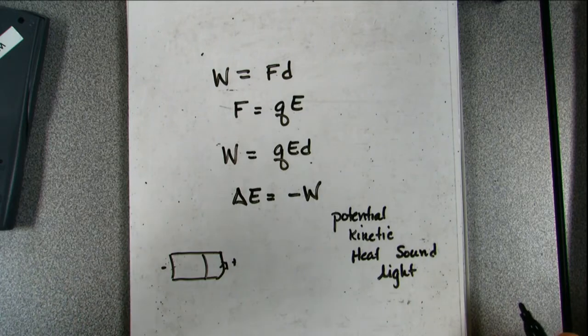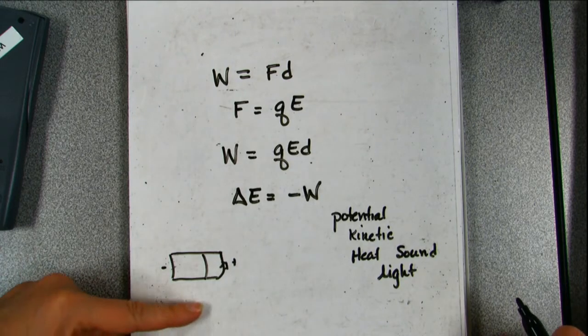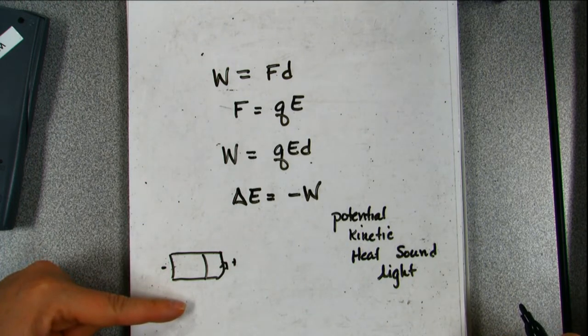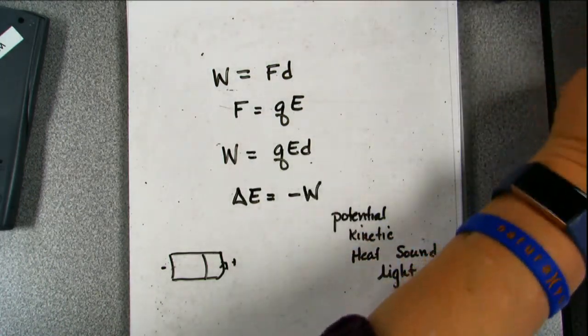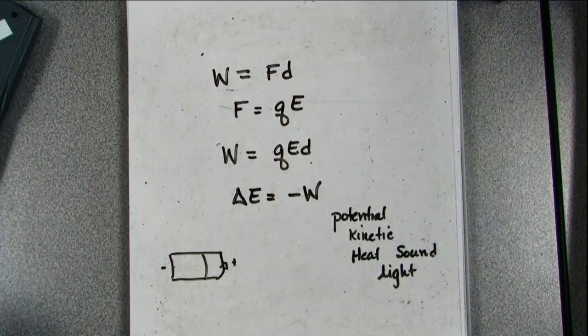Well, voltage is the unit. We're going to be looking at potential difference, and voltage is going to be our unit that we're going to end up with. So electrical potential.